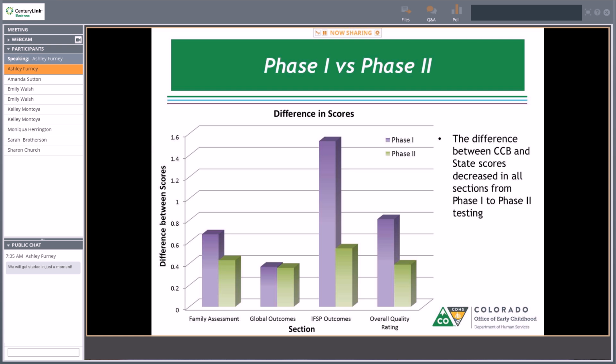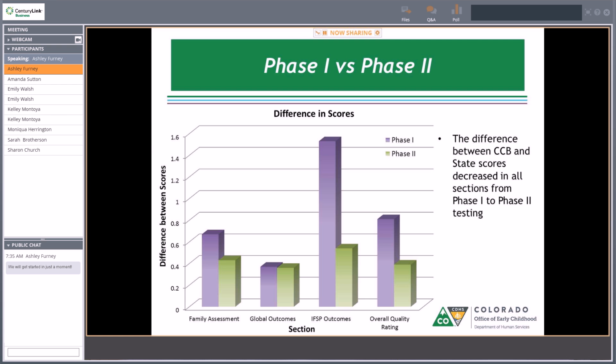So we'll start by looking at the difference in scores between the two phases of testing. The purple is phase 1 and the green is phase 2. We're looking at the difference in scores in each section. We can see that from purple to green, the green is smaller. That means our difference between scores has decreased, and that's what we're looking for. That's especially true on the IFSC outcome section.